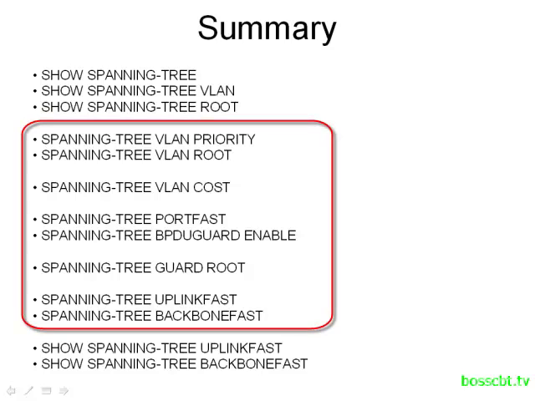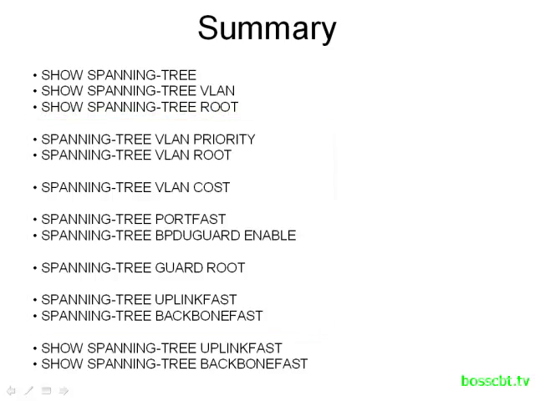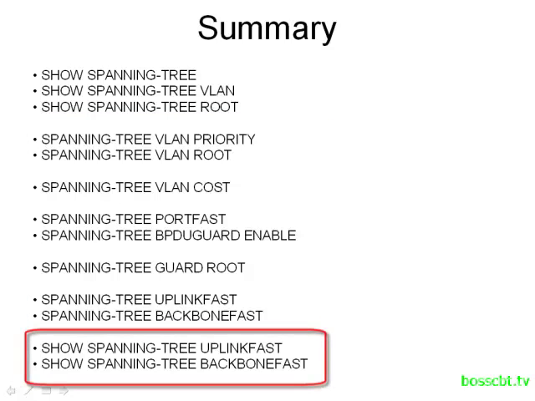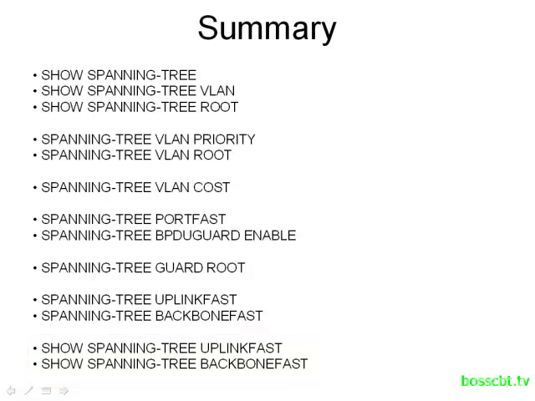Now remember, we didn't have to do any of this. Spanning tree, by default, is enabled and functioning as soon as you create a VLAN. But if you want to customize spanning tree to your exact network needs, then you do have to be familiar with these commands, and oftentimes they are implemented on a network. And then finally at the bottom, we had two more verification commands, and these were specific to UplinkFast and BackboneFast.